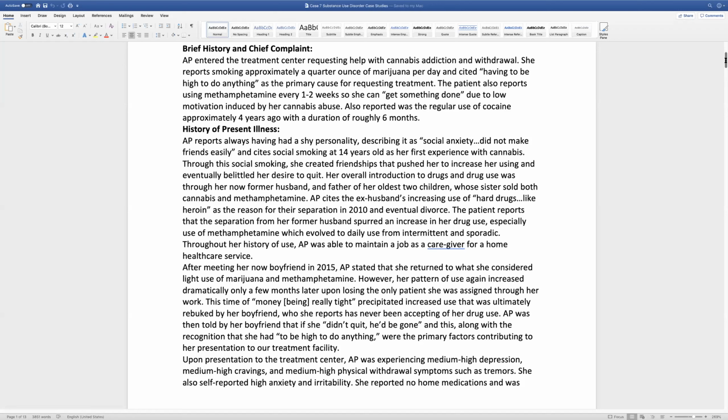After meeting her now boyfriend in 2015, AP stated that she returned to what is considered light marijuana use and methamphetamine. However, her pattern once again increased dramatically only a few months later upon losing the only patient she was assigned through work. This time of money being real tight precipitated increased use that ultimately was rebuked by her boyfriend, who she reports has never been accepting of her drug use. I wonder why. AP was then told by her boyfriend that if she didn't quit, he'd be gone. And this, along with the recognition that she had to be high to do anything, were the primary factors contributing to her presentation to the treatment facility.